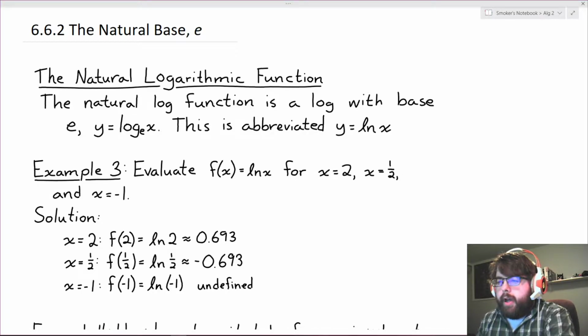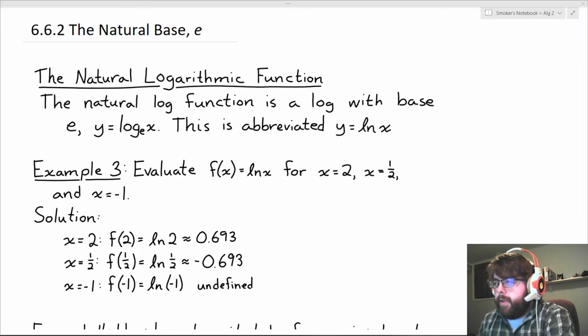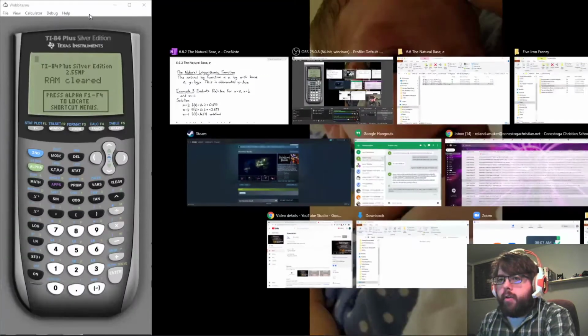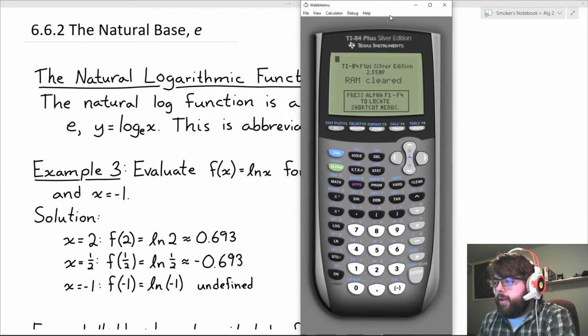And this is on your calculator. Okay, so here's my calculator. Let me move this calculator over here.